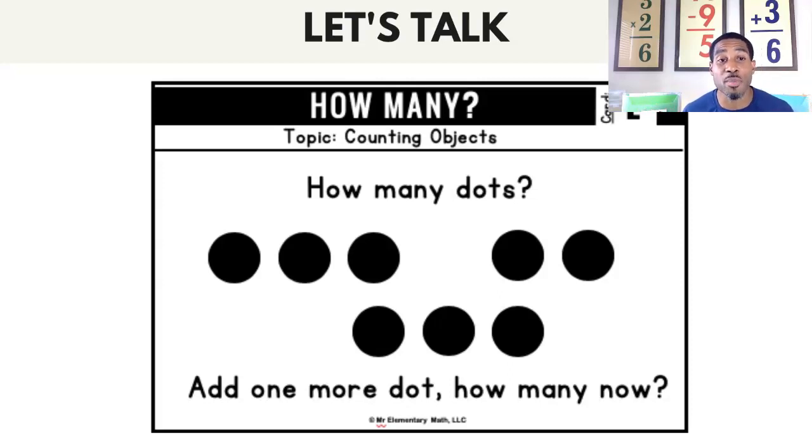And then some students may say they see 3 in one section. They may see 2 in another section, and they say 3 in the bottom. And that makes 8. All right. And then I would ask just a random student to say, add one more. Now, how many do you see now? So I would just pick on a student to do that. All right.